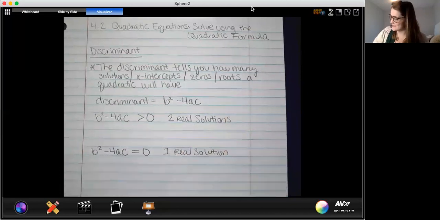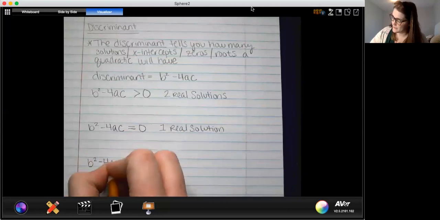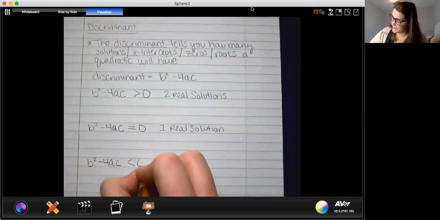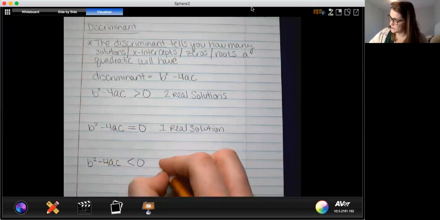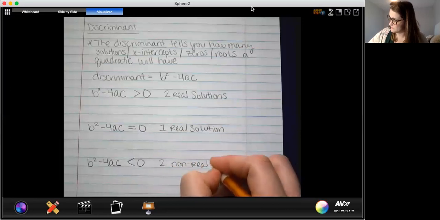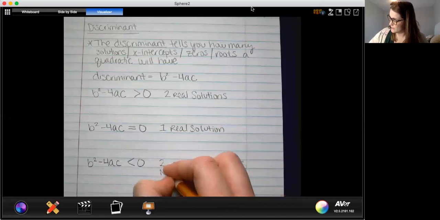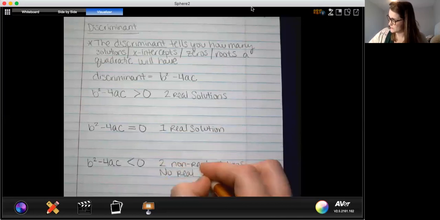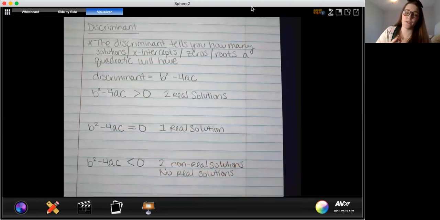Okay, and then lastly, if your b squared minus 4ac is less than 0, meaning it's negative, you're going to have two non-real solutions, or in other words, you will have no real solutions. Okay, so remember, non-real would be in reference to when you have imaginary numbers.